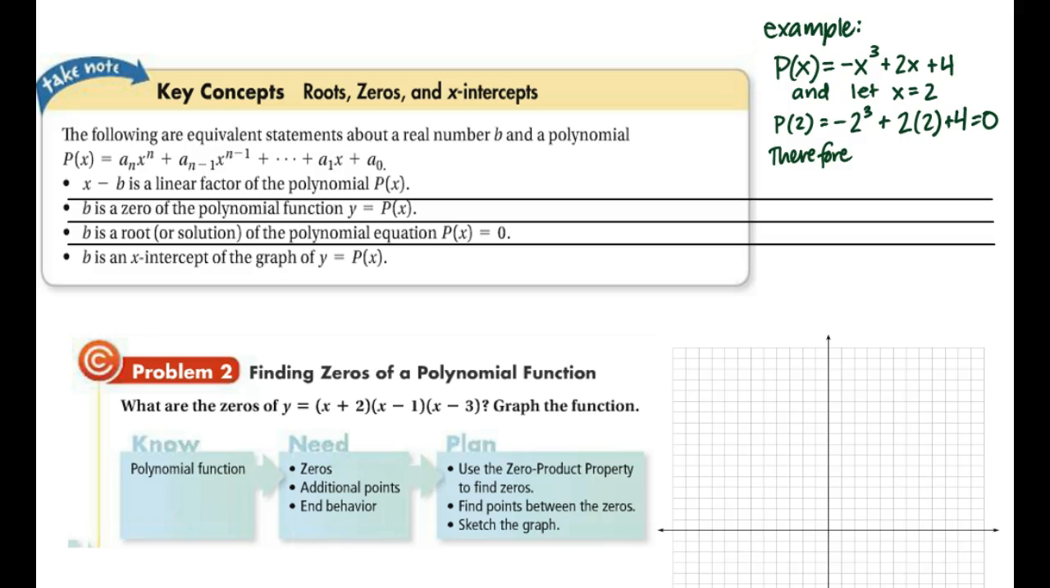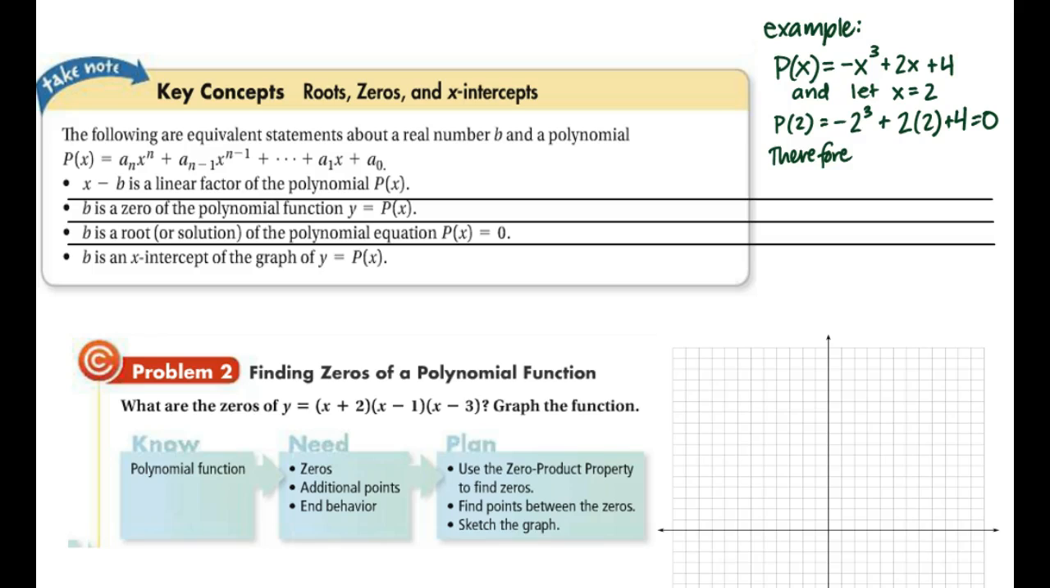This key concept box here helps us organize some equivalent statements regarding roots, zeros, and x-intercepts. So say, for example, we have a real number b. If we said that x minus b is a linear factor of the polynomial function, then the b would be a 0. It's also called a root or a solution, and it's also called an x-intercept of the graph.